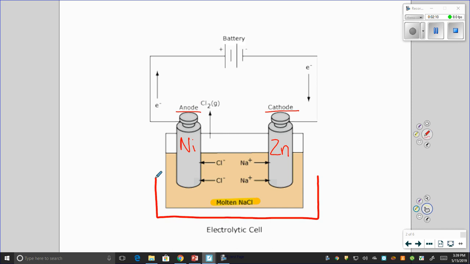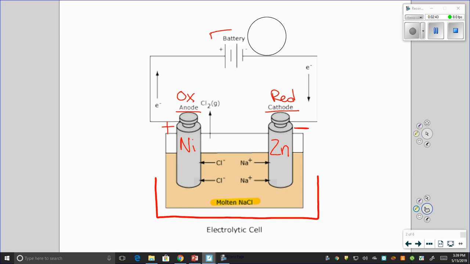Coming back to our diagram, our anode is still our site of oxidation. Our cathode is still our site of reduction. That has not changed. The one thing that is different here, however, is in this cell, our anode is going to be positive and our cathode is going to be negative. And the reason why, it's all about the battery, and it has to do with how the battery is installed.